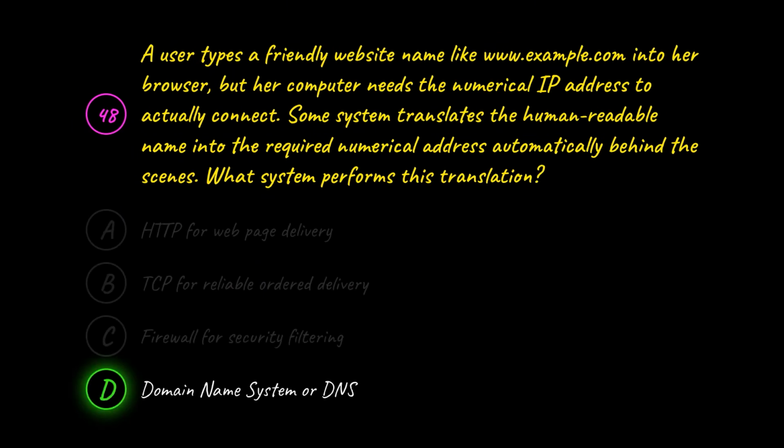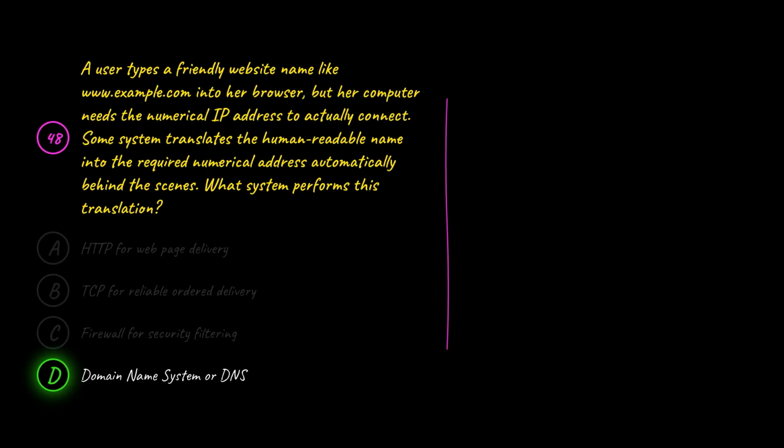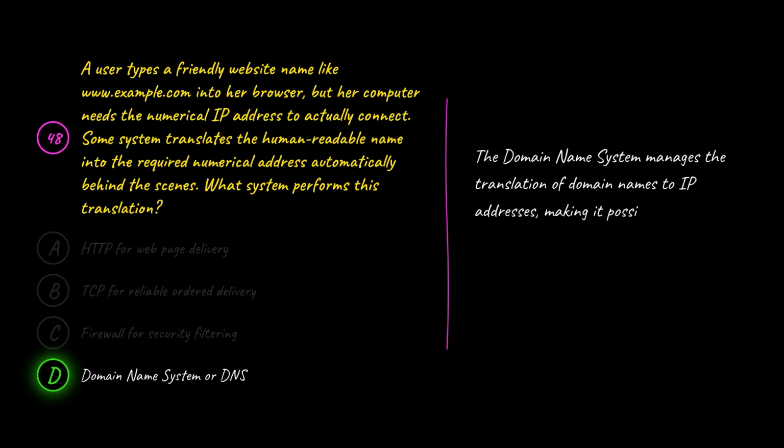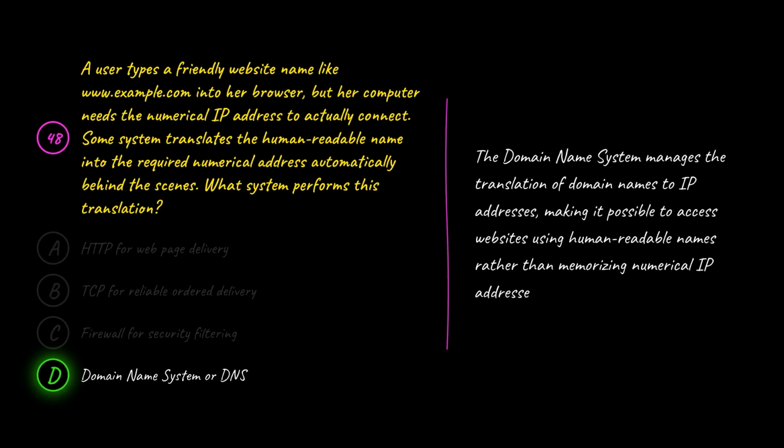The correct answer is D. Domain name system or DNS. D is correct because the domain name system manages the translation of domain names to IP addresses, making it possible to access websites using human-readable names rather than memorizing numerical IP addresses for every website a user visits.